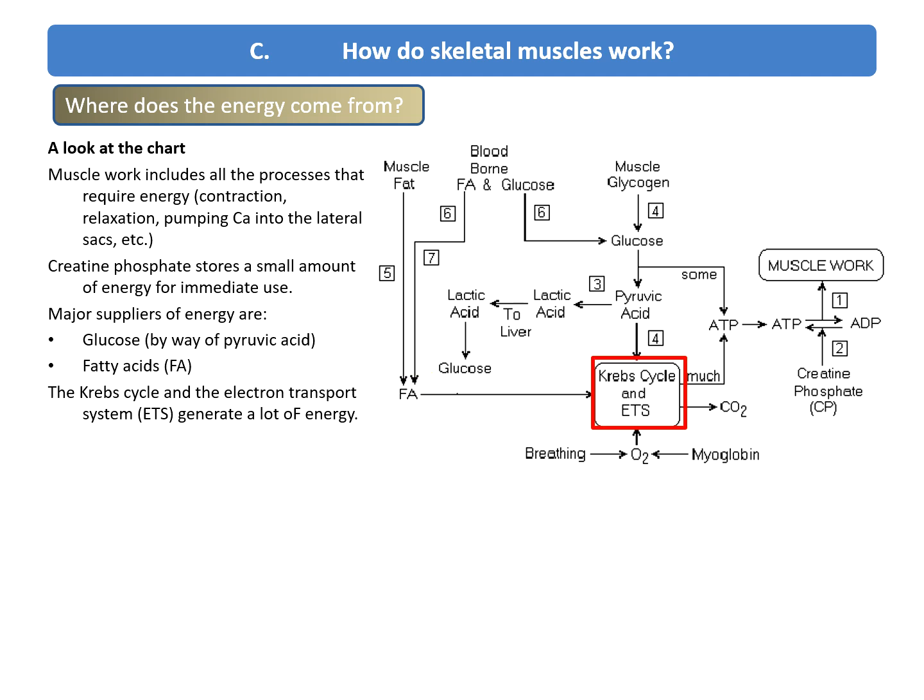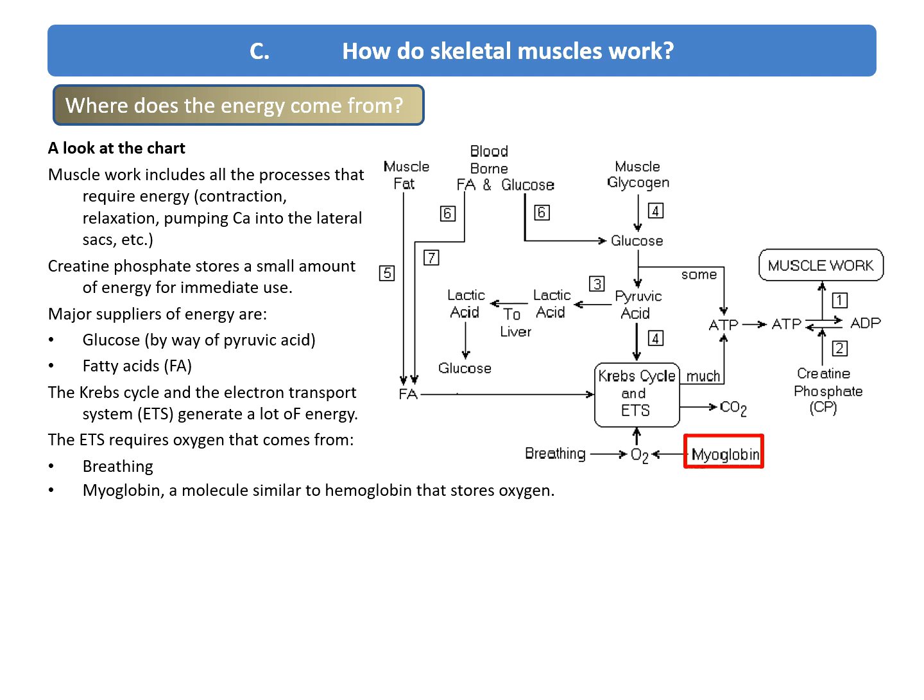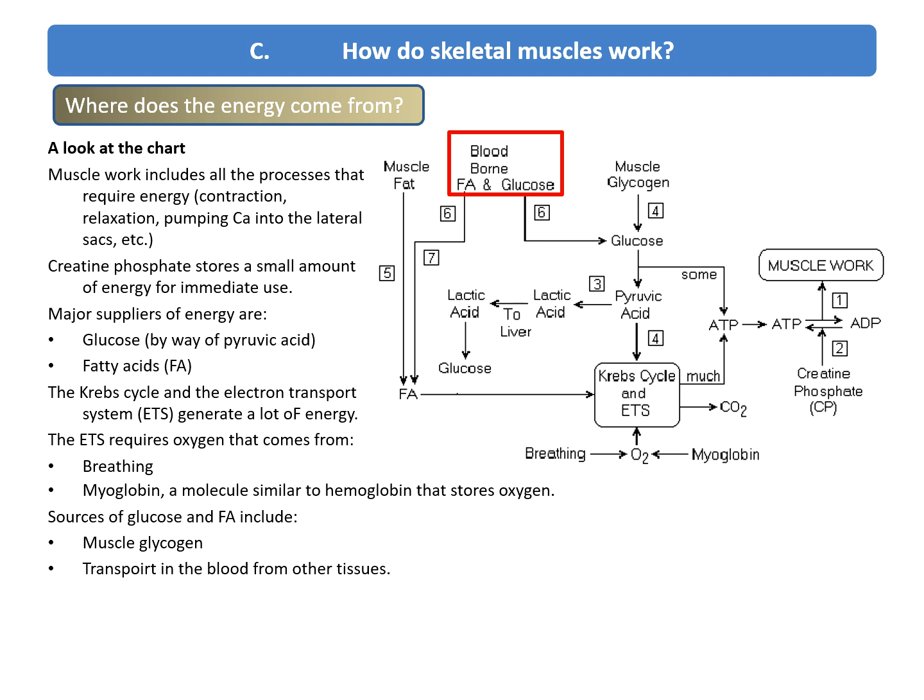The Krebs cycle and the electron transport system generate a lot of energy. The electron transport system requires oxygen. Where does it come from? Breathing, and also from a molecule called myoglobin, which is very similar to hemoglobin. It's what gives the red color to roast beef. Sources of glucose and fatty acids include muscle glycogen, which is broken down into glucose, blood-borne fatty acids, and glucose that are transported to the muscles in the blood from other sources, and muscle fat.